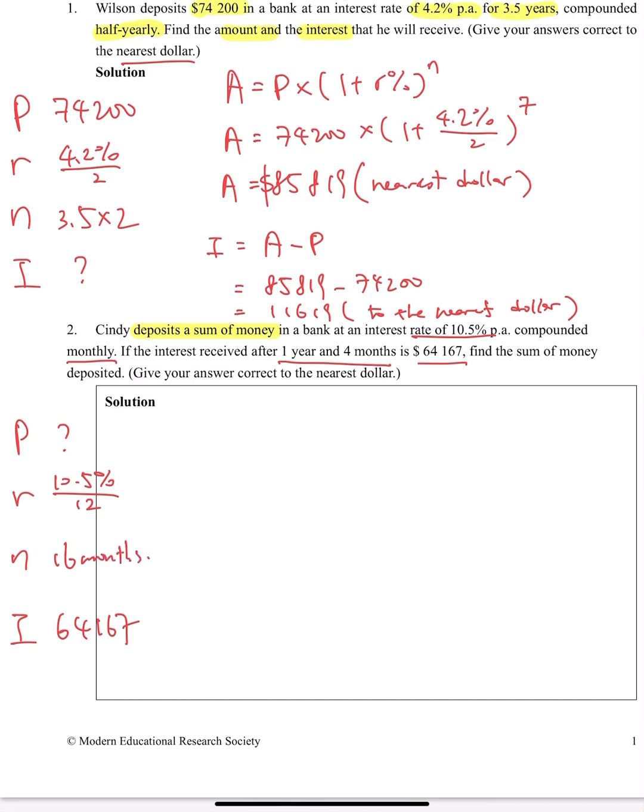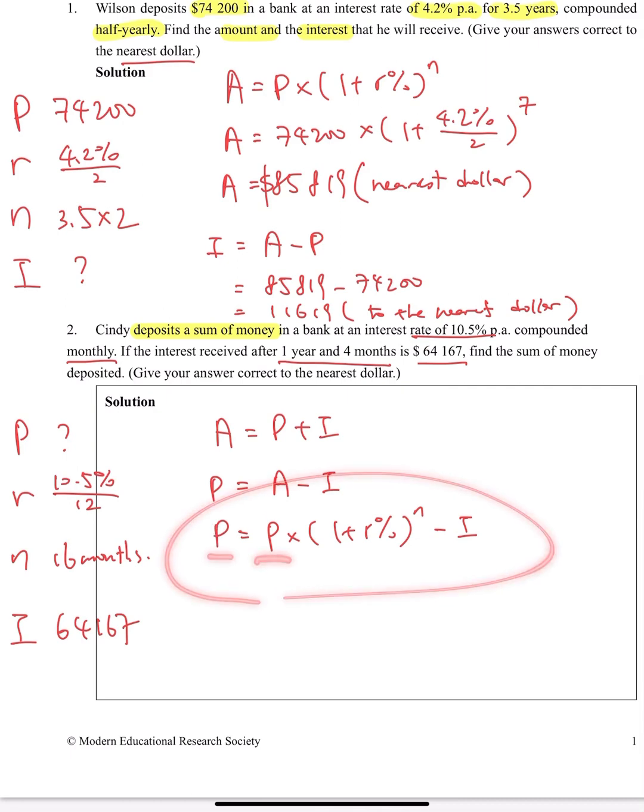Then what's the relationship between the principal and the interest? We can say the amount is equal to the principal plus the interest, isn't it? And then the principal is equal to the amount minus the interest, but the amount can be written as P times (1 plus r%) to the power of n, minus the interest as well. So that we have P equal to the whole thing.